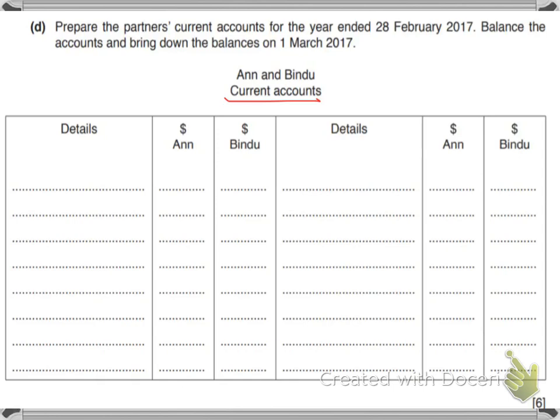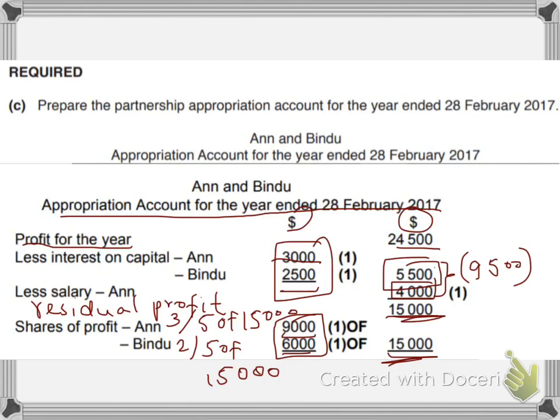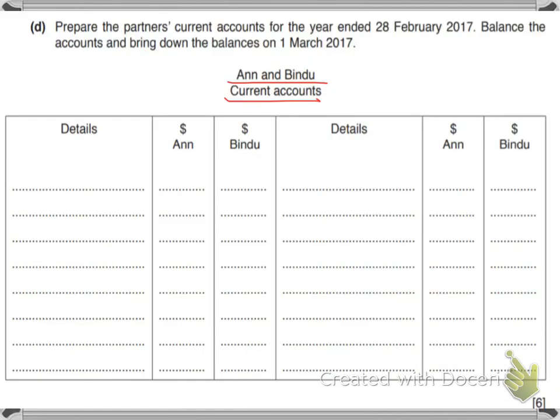As we had discussed before, in a current account, on the debit side we record the drawings, interest on drawings and losses, and on the credit side we record the profits, partner salary and interest on capital. So here this is the same question of Anne and Bindu. Anne and Bindu had made a profit. The profit was 15,000, right? So we need to record the profit on the credit side.